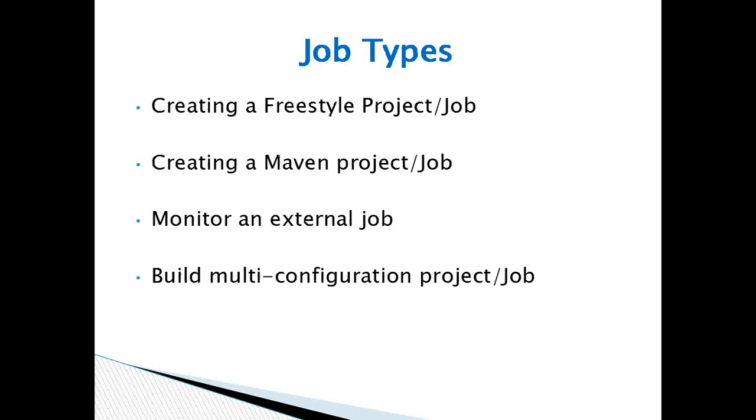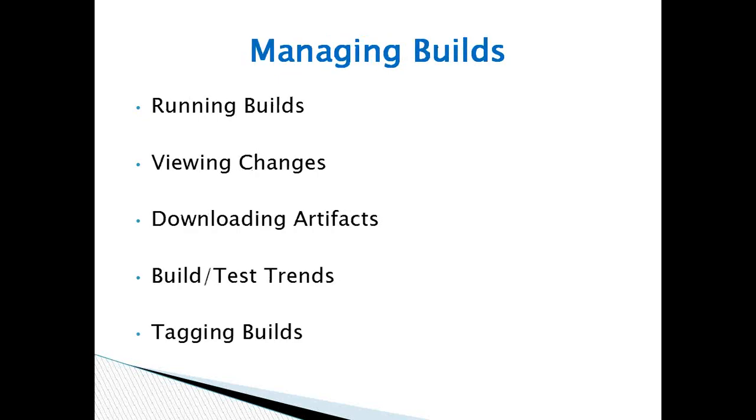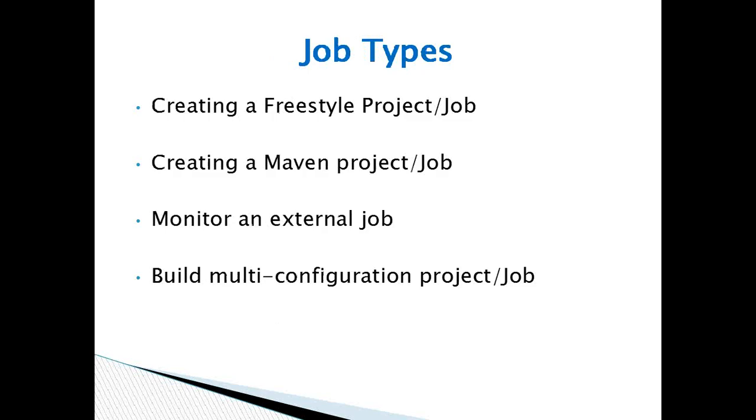There are different types of jobs we can configure in Jenkins. Freestyle job means the Ant based build script projects are configured as freestyle. If your build tool is Maven, we will configure a Maven type of project. The external job is for when some process is running outside the Jenkins environment and we want to monitor it from the Jenkins dashboard. In such situations, we will configure the external job.